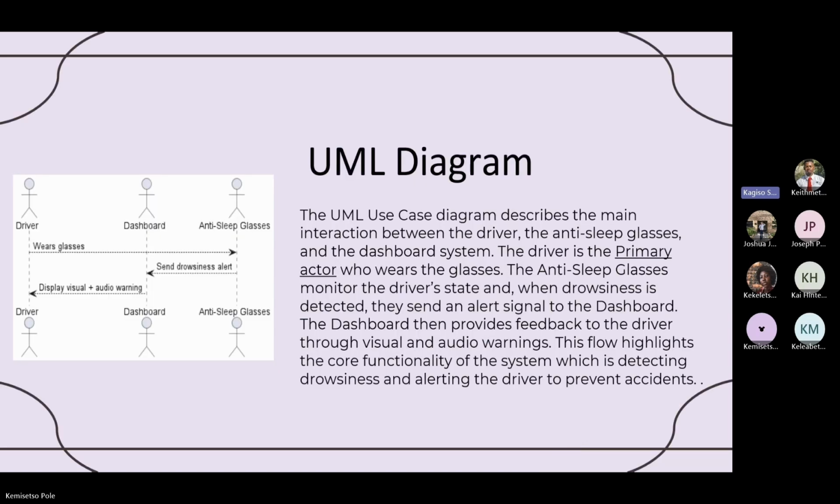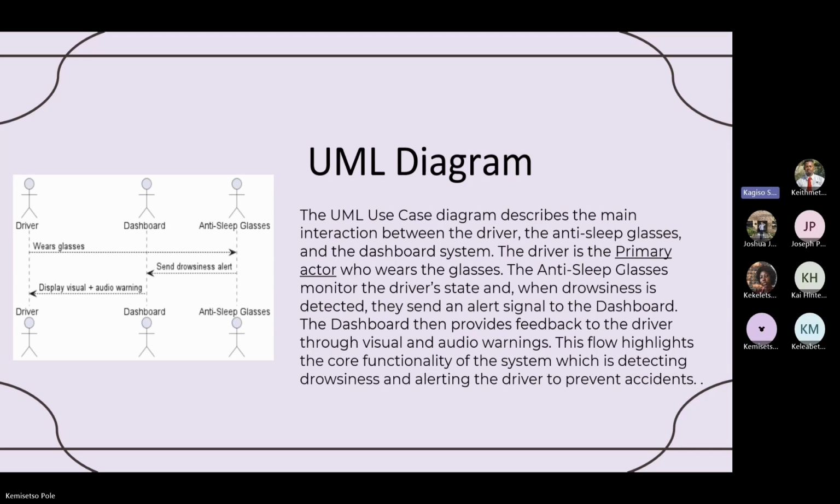To better visualize these interactions, we used the UML diagrams. In this use case diagram, we highlight 3 actors. We have the driver, the glasses, and the dashboard. The driver wears the glasses, which detect drowsiness and send alerts, and the dashboard provides both visual and audio warnings. This shows the overall interaction between the human user, the hardware device, as well as the dashboard.